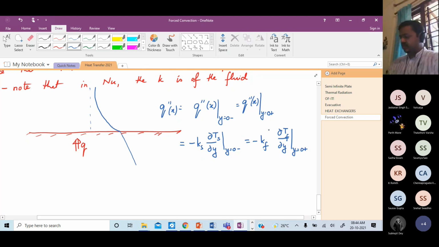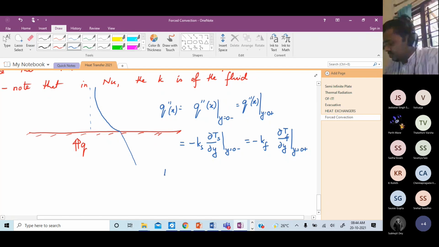Okay. So keep this in mind, that if I say that in convection the heat flux is K del T del y at the surface, it means that it's K del T del y both in the solid and the fluid. Just as long as you know, if you're using the thermal conductivity of the solid, the temperature is that inside the solid. Okay.